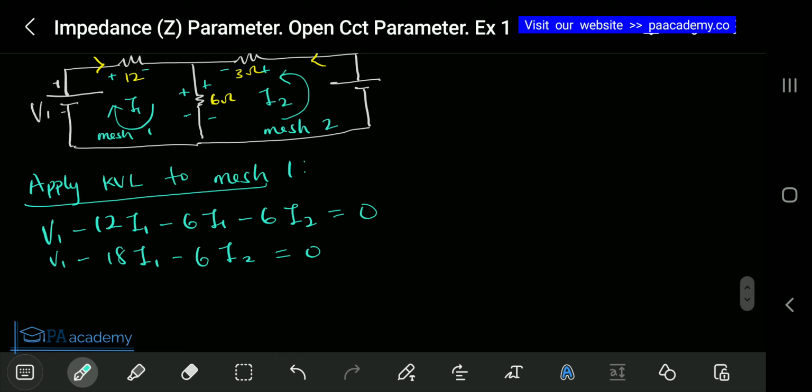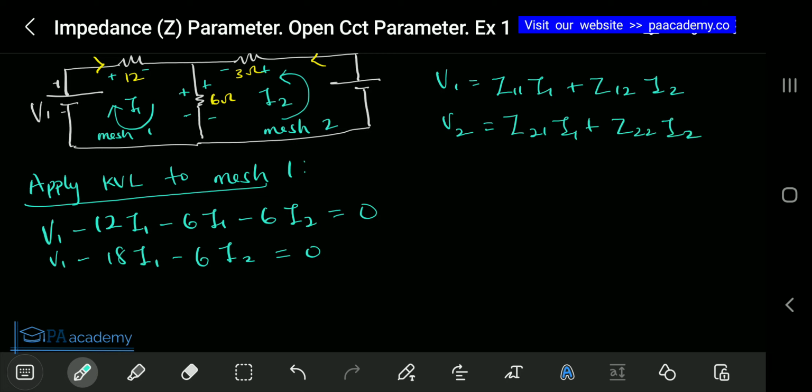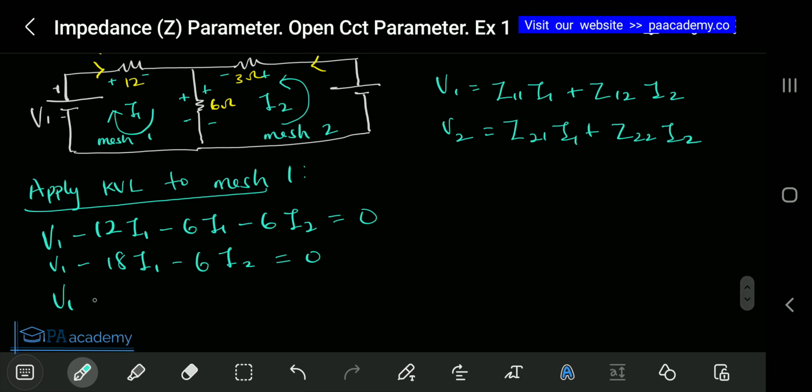Okay, so one thing, like I said in the previous video, take note of that formula. Let me just write it here, where we have our V1 equals Z11 I1 plus Z12 I2, and then we have our V2 to be Z21 I1 plus Z22 I2. So now what we want to do is rearrange it, such that it will look like this. Very good. So that means if you say V1 is equal to, if you bring this and this to the other side of the equals sign, it's going to be equal to 18 I1 plus 6 I2.